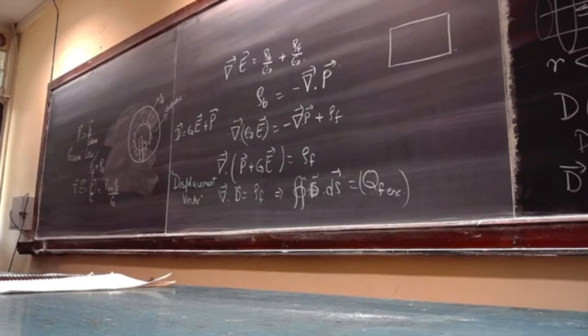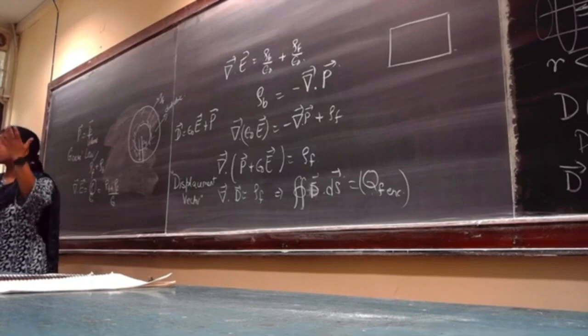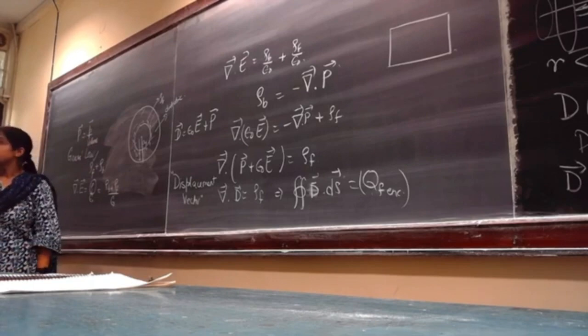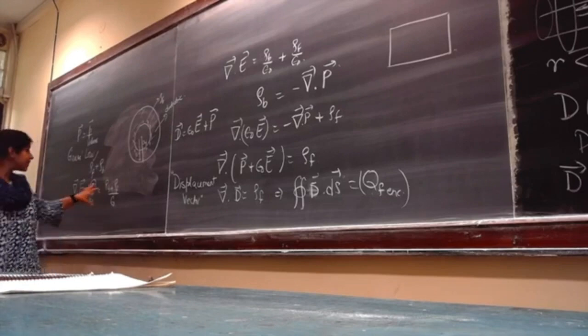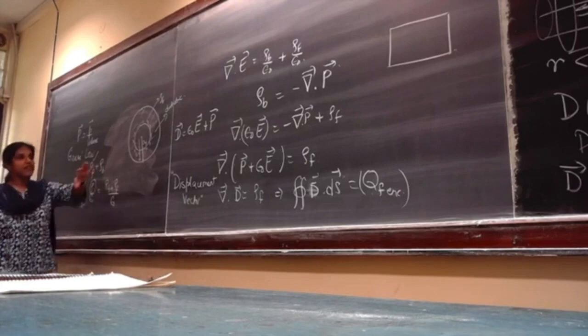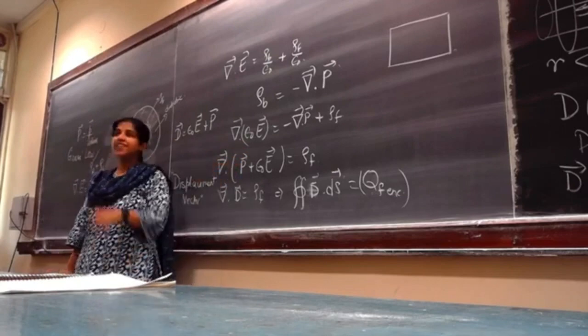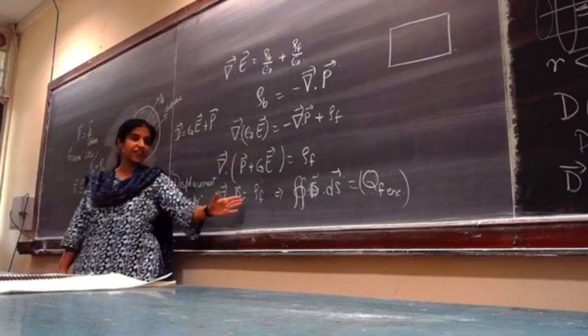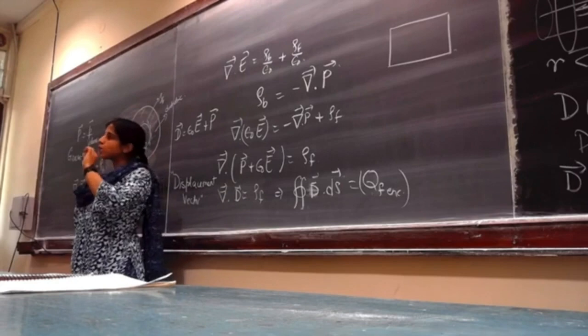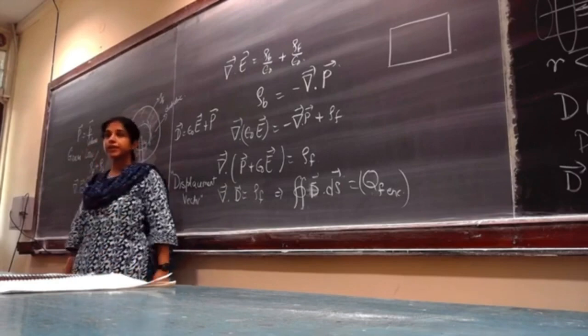You see the importance of this vector, the displacement vector? It's continuous over the boundary. Right? So the left hand side in this equation has got adjusted so that the right hand side, and hence this vector D, only depends upon free charge.